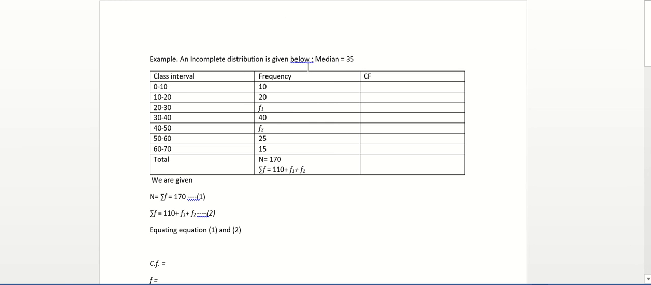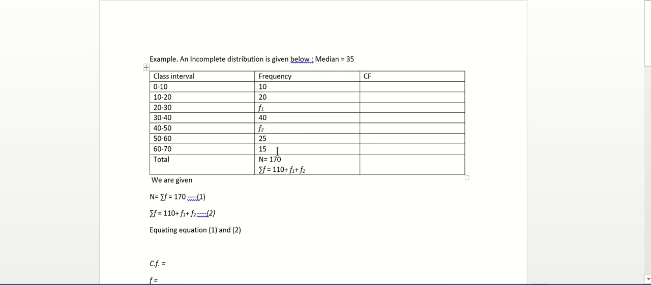An incomplete distribution is given below. This is an incomplete distribution where you can see that a few of the frequencies are not given. For example, here this is F1 and here it is F2. So these two are the missing frequencies, and the median in the question is already given to you, 35. Class interval 0 to 10, the frequency is 10. Then again 10 to 20, frequency is 20. For class interval 20 to 30, frequency is not given to us, that is F1. And similarly for class interval 40 to 50, frequency is not given to us, that is F2.